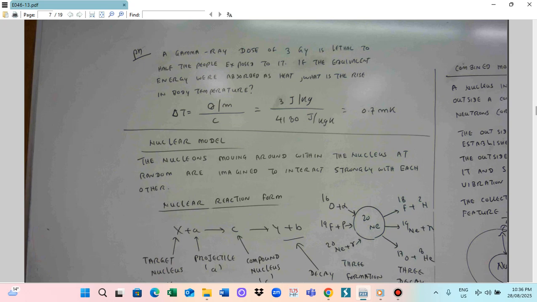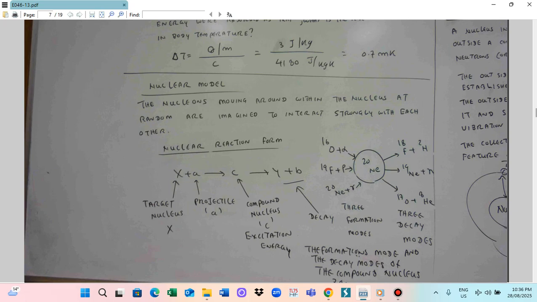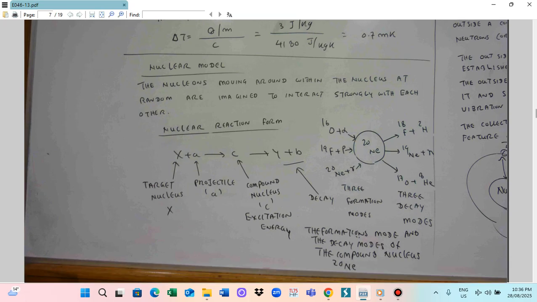We can examine the model of the nucleus, how the nucleus is composed. We have to determine the composition of the nucleus. Firstly, there is a qualitative model, examined by Bohr. It has nucleons. Nucleons means the nucleus contains positive protons and neutral neutrons.